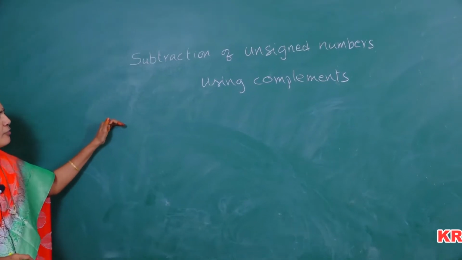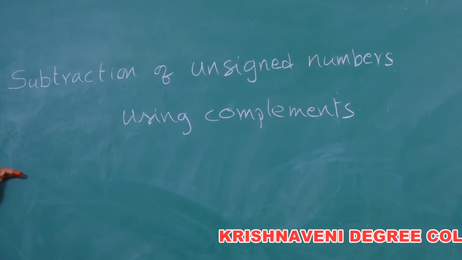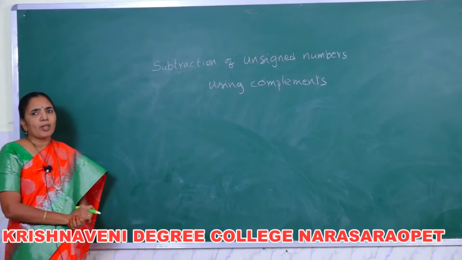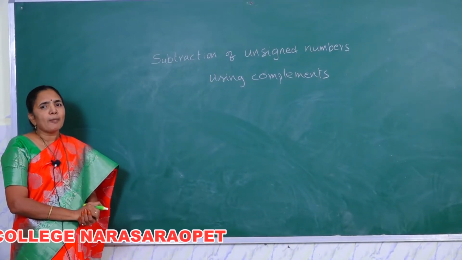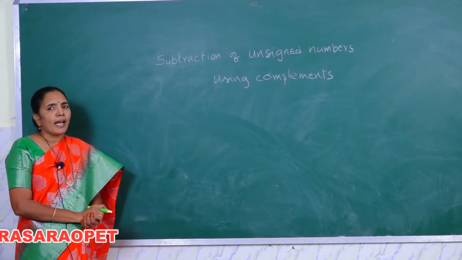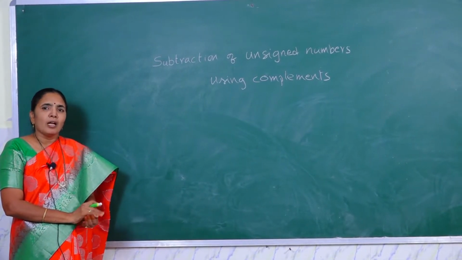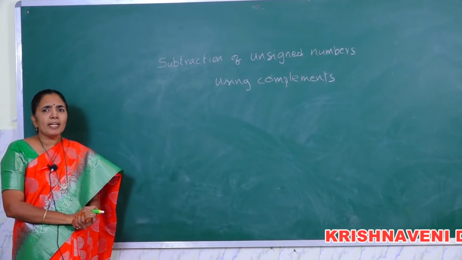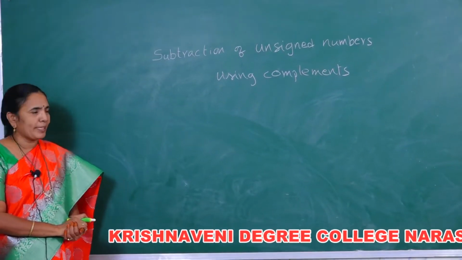In the previous video, we discussed r's complement and r minus 1's complement. Here, for a decimal number, r's complement is 10's complement and r minus 1's complement is 9's complement. First let us do the subtraction of decimal numbers using 10's complement, and then after that we will do the subtraction using 9's complement.